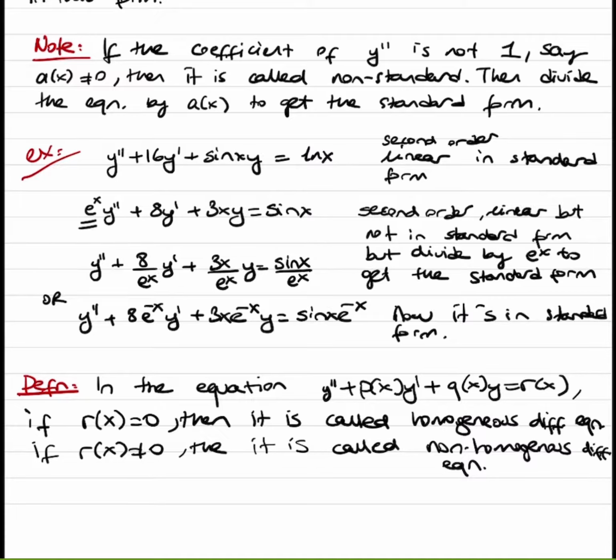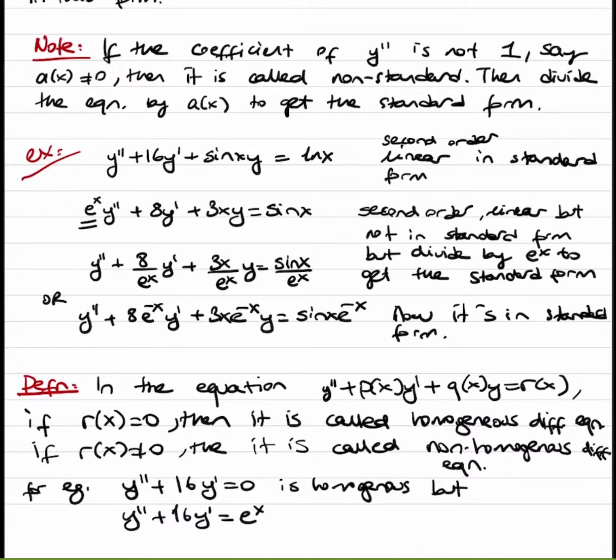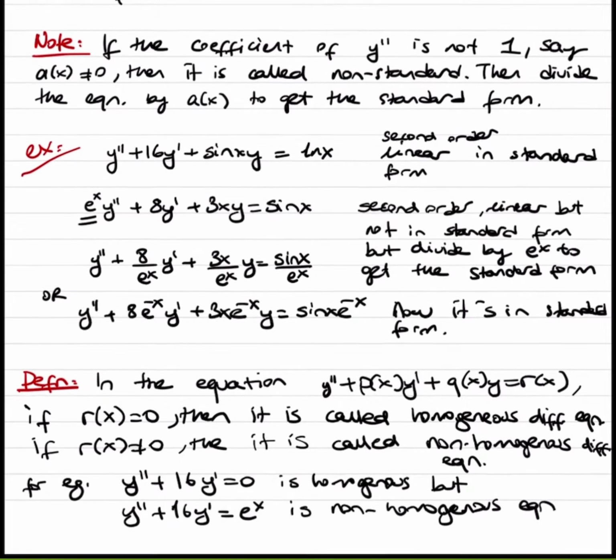For example, y double prime plus 16y prime is equal to 0 is homogeneous. But if we have 16y prime equal to e to the power x, this is non-homogeneous. You see, it is not equal to 0, it is equal to e to the power x. So we check r of x: if it is equal to 0, then it is a homogeneous differential equation, and otherwise it is non-homogeneous.